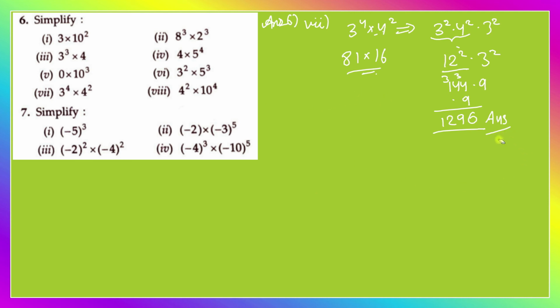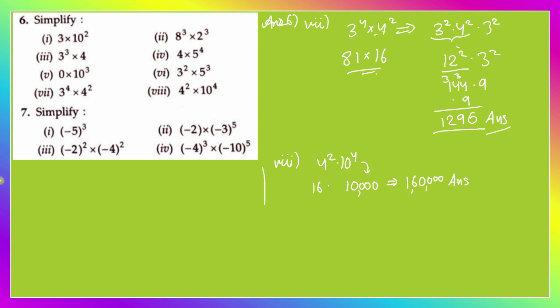Okay friends, now let's solve the question. So this is the first part. Now for the 8th part I'm going to solve. The 8th part is 4 square into 10 to the power 4. 10 to the power 4 means 10 followed by 4 zeros, that is 10,000. I hope you understand this part. And 4 square is 16, 4 into 4 is 16, and it will come to 160000. 1,60,000 would be the answer.